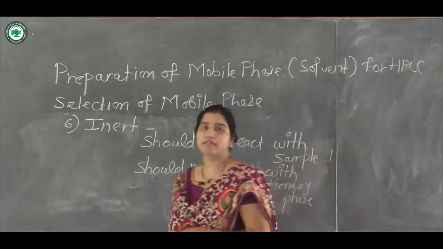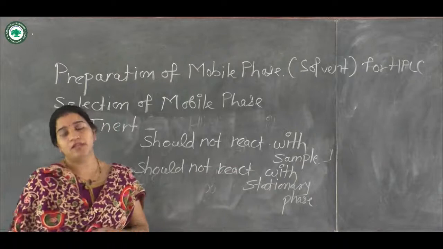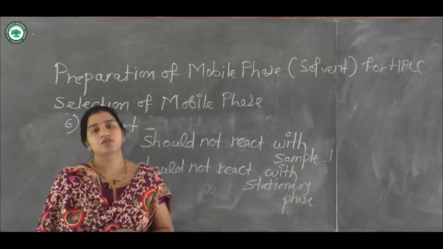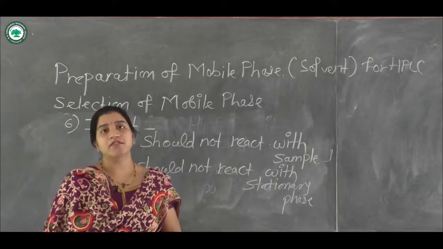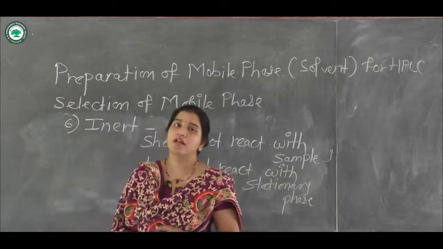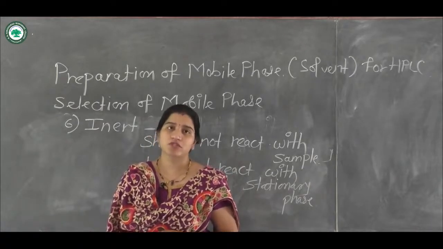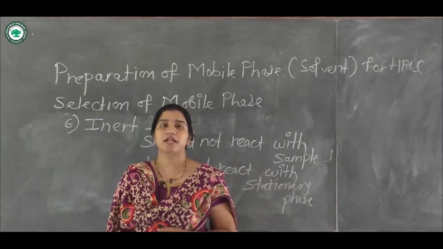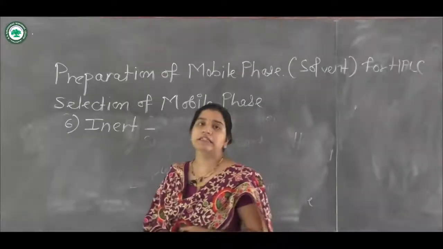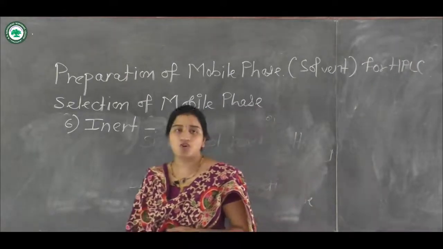Means in short we can say that the mobile phase that you are using should be chemically inert. It should not react with your sample as well as your stationary phase, because if it reacts with any one of them, then there may be a possibility of the ghost peak, or what we call the extra peaks in the HPLC chromatogram.